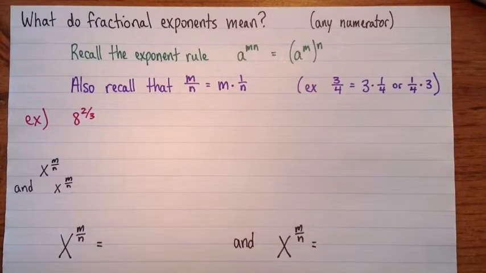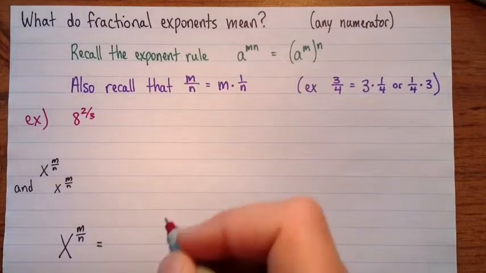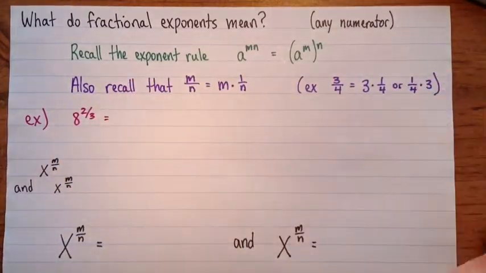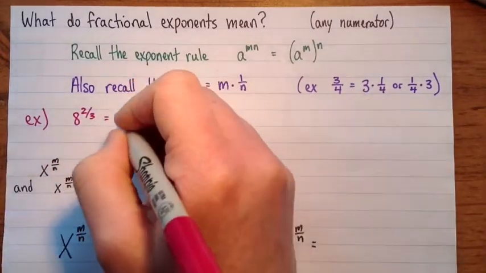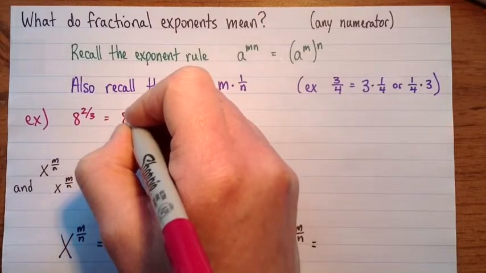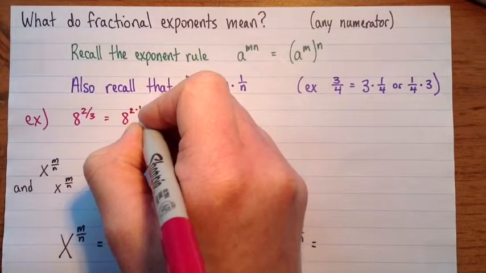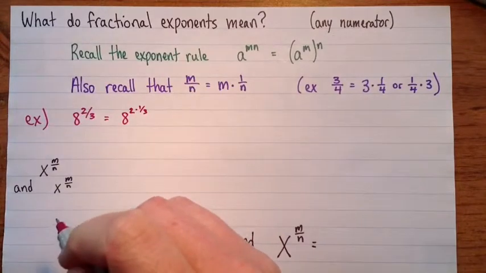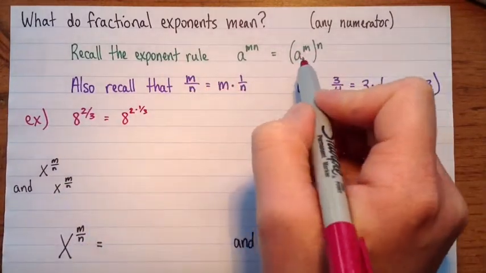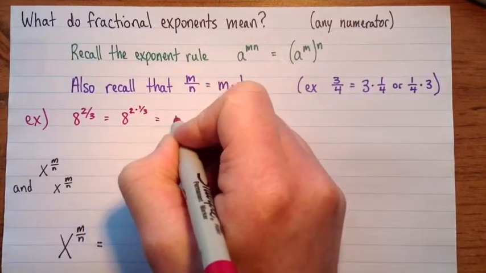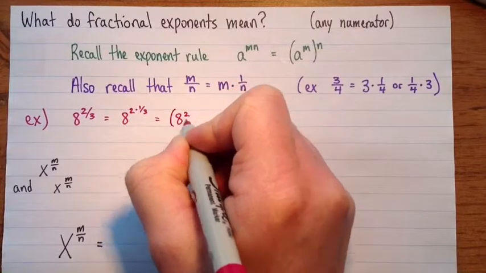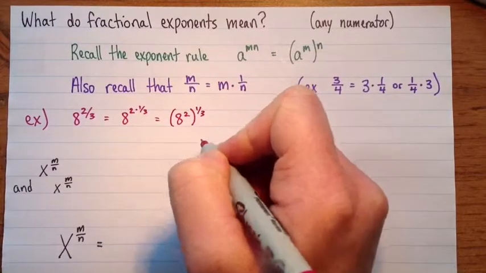Okay, so we're actually going to do an example first, and then we'll go to the rule. So, 8 to the exponent 2/3. How do we figure out what that is? We're going to use this idea here. I'm actually going to do it two different ways. We'll get the same answer either way. I can write it as 8 to the exponent 2 times 1/3. And now I'm going to use this rule that says I can do the first part of the exponent first. So that's going to be 8 squared to the exponent 1/3.